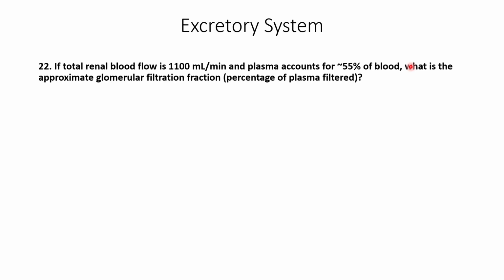So if the total renal blood flow is say 1100 ml or 1.1 liters per minute, and plasma is about 55% of the blood, then what is the approximate glomerular filtration fraction, or the percentage of plasma that is filtered?